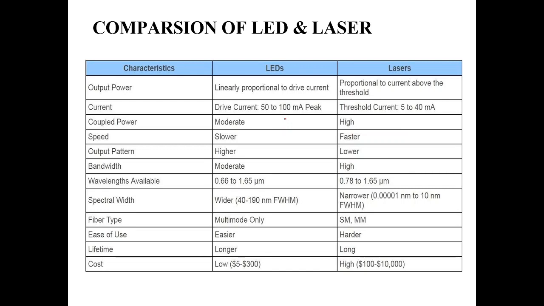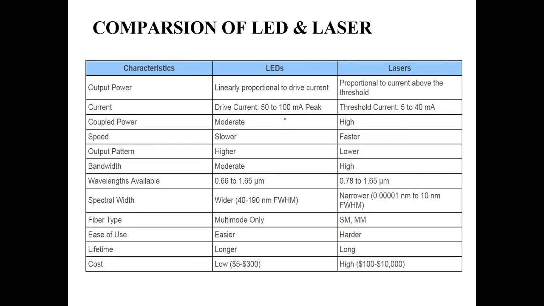Speed: LEDs are slower, lasers are faster. Output pattern is higher for one and lower for the other. Bandwidth for LEDs will be moderate; lasers will have the higher bandwidth. Wavelength availability for LEDs is 0.66 micrometers to 1.65 micrometers. For the laser, it is 0.78 micrometers to 1.65 micrometers.